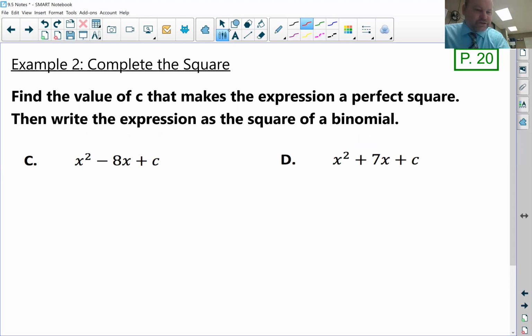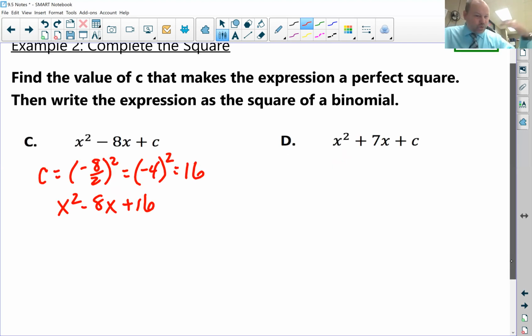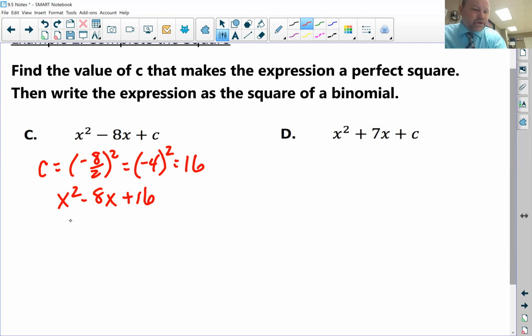X squared minus 8x plus C. So C is going to be negative 8 divided by 2, squared. Negative 8 divided by 2 is negative 4. And we're going to square negative 4 to get 16. And the great thing is, once we do that, we already know what this is going to look like in factored form. X minus 4 squared.